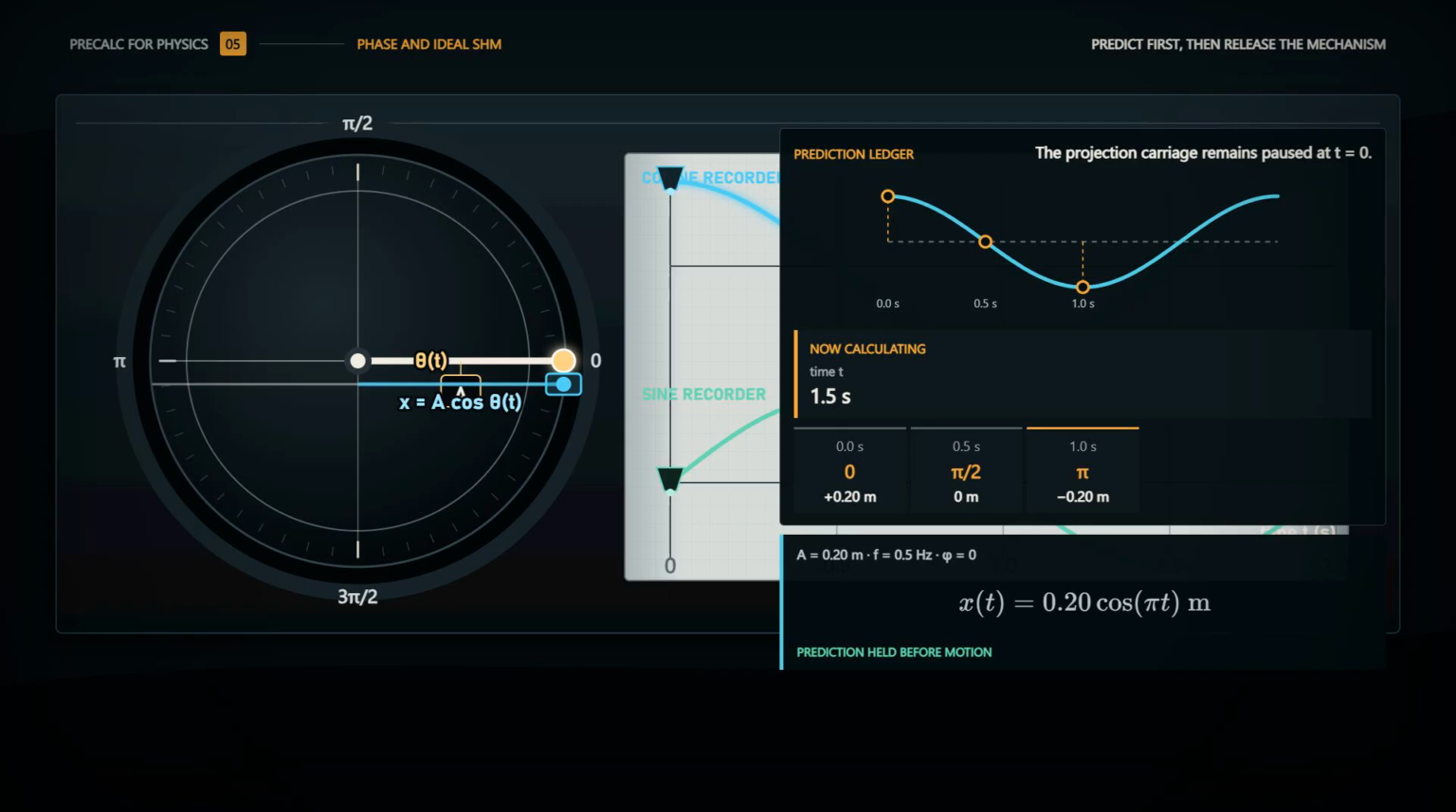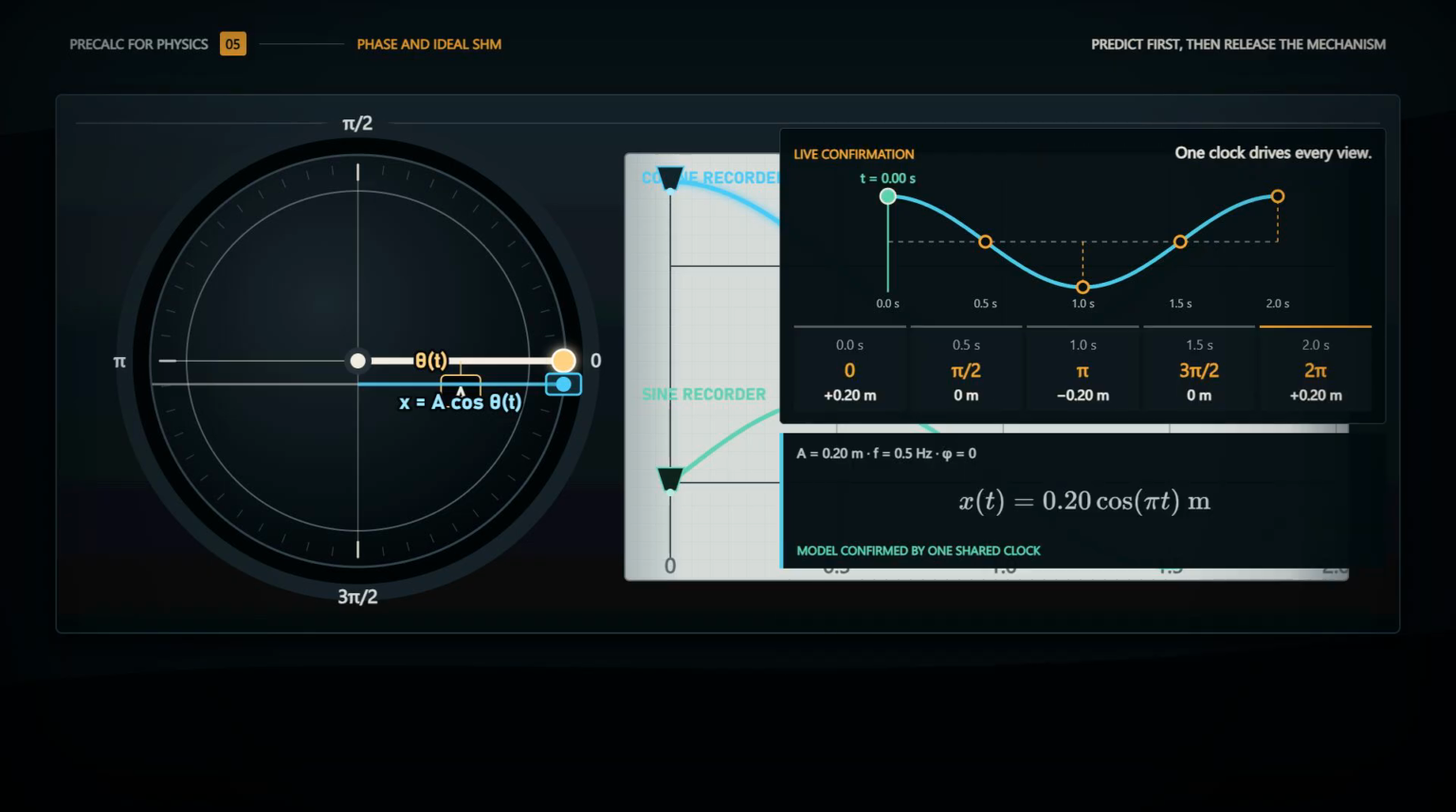At 1.5 seconds, the angle is 3 pi over 2. Cosine there is 0, so x is 0 meters again. At 2 seconds, the angle is 2 pi, and cosine returns to 1. The slider should return to positive 0.20 meters. One complete prediction period is now closed. Now release the crank. The carriage reaches every predicted point at the predicted time. The curve is no longer a remembered shape. It is a schedule for physical position.